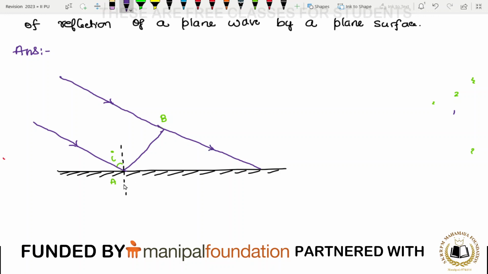Okay. So what happens to A? A portion will get reflected this way. Now what we'll do is we'll measure the distance. At this point also we'll draw one normal. We'll measure the distance from B to where? B to C. Now here, what happens? This wave gets reflected from here in this way.